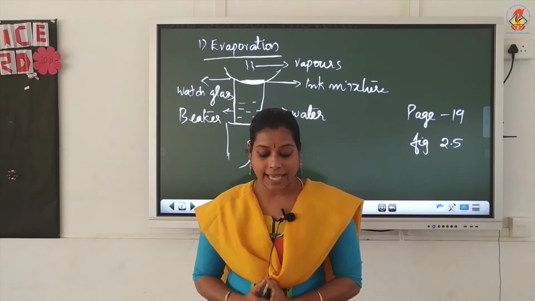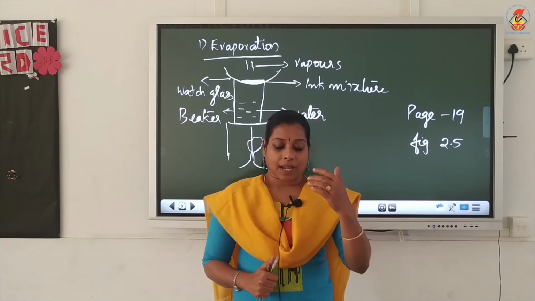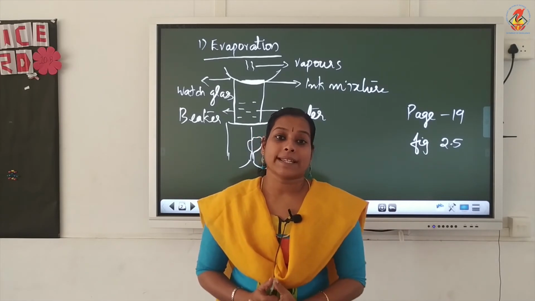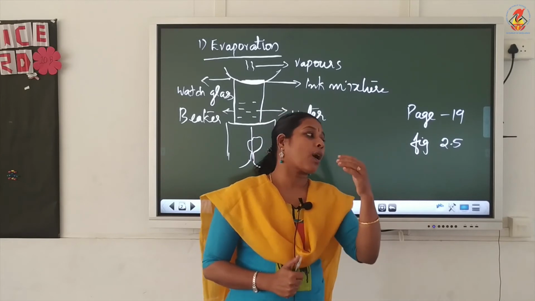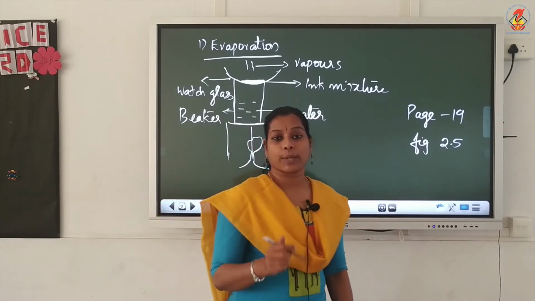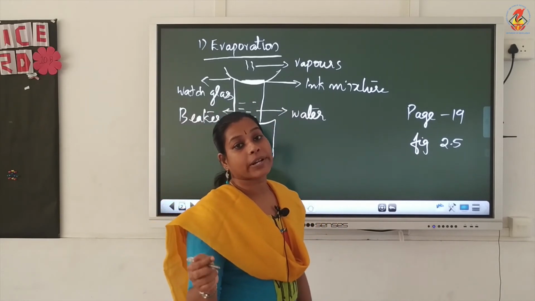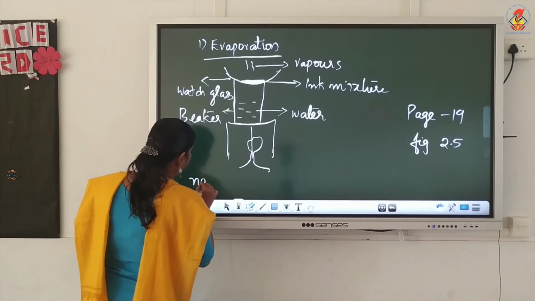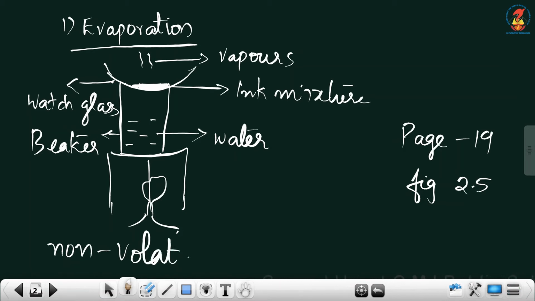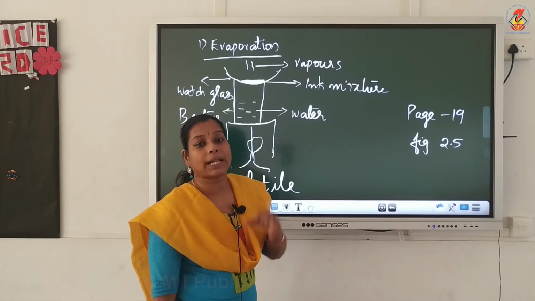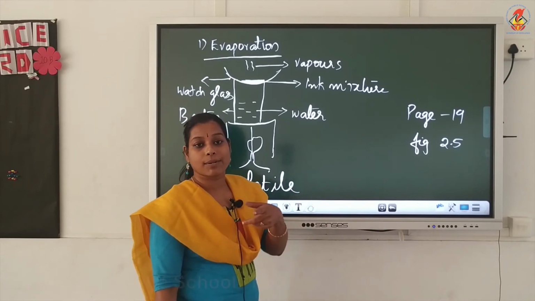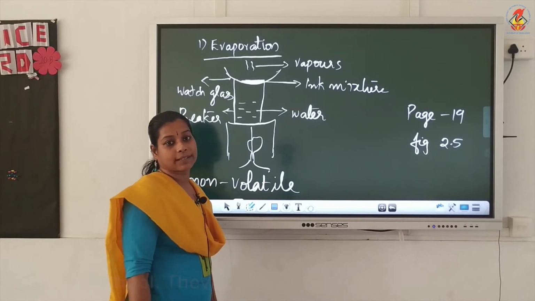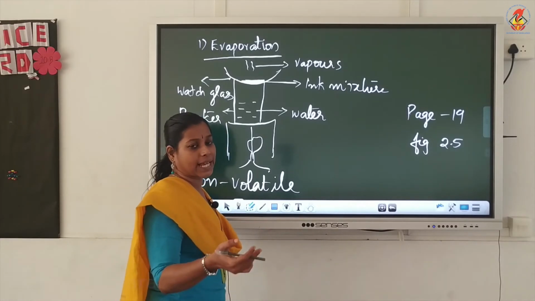This method is applicable if the liquid component present is volatile and the solid component present is non-volatile. So we can say that a non-volatile component can be separated from a volatile liquid component. What do you mean by volatile? We saw that in the first chapter. Easily evaporating liquids, liquids which have a low boiling point, we call volatile. Alcohol, acetone, all these are easily evaporating.